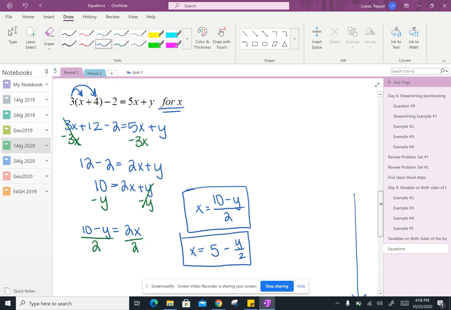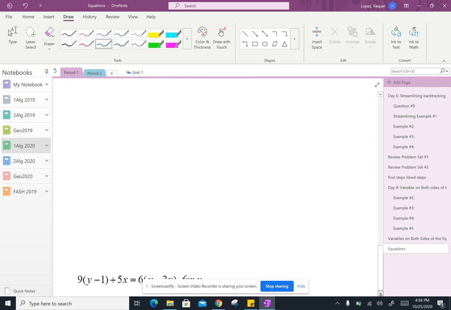Okay, let's do the last one together. This time they gave us an equation, and this time they want us to solve for y. So they want us to get y on one side of the equation. Once again, I'm going to start off by simplifying the equation, and simplifying means I'm going to distribute the 9 on the left side over here, and I'm going to distribute the 6 on the other side.